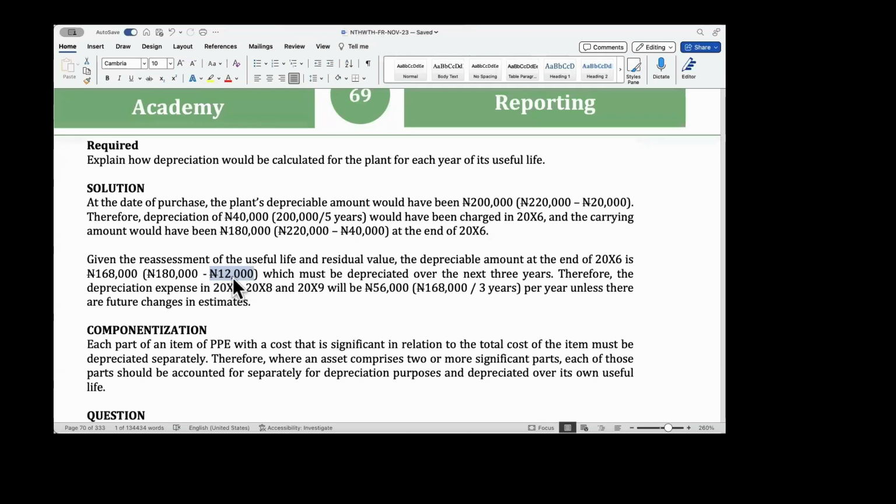But they say that residual value is now 12,000. So minus 12,000, which gives me 168,000, divided by the remaining useful life, which gives you 56,000 depreciation every year going forward. Okay, this is the first question we are solving in this class. We are still going to solve many, many more questions. So let's leave this one at that.